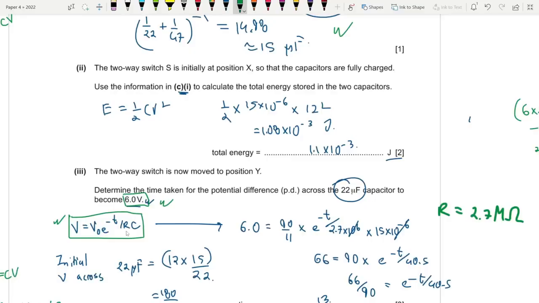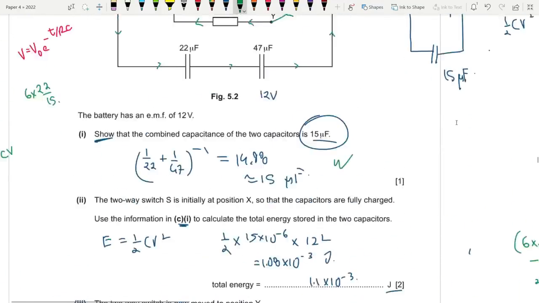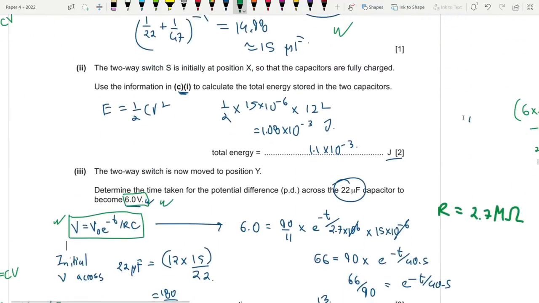V naught is the initial voltage of one component, or like the capacitor, the whole capacitor. Like you can think of it this way: the 15 microfarad capacitor. V is the final voltage of that component. E is exponential. T is the time taken. R is the total resistance of the circuit. Okay, and C is the total capacitance of the circuit. It's the total capacitance and total resistance. A lot of students did not know that, which is why they made a mistake.